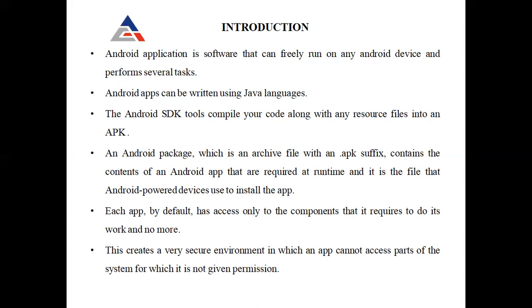An Android application can be written using the Java language, as you have done in your lab, where we are using Android Studio. And in the next lab, you will learn how we can perform any operation using Java language in Android Studio. The Android Software Development Kit tool, that is the SDK, compiles your code along with any resource files into an APK. This is how we can run our file, because whenever we write a program, we need some necessary resource files, input files.